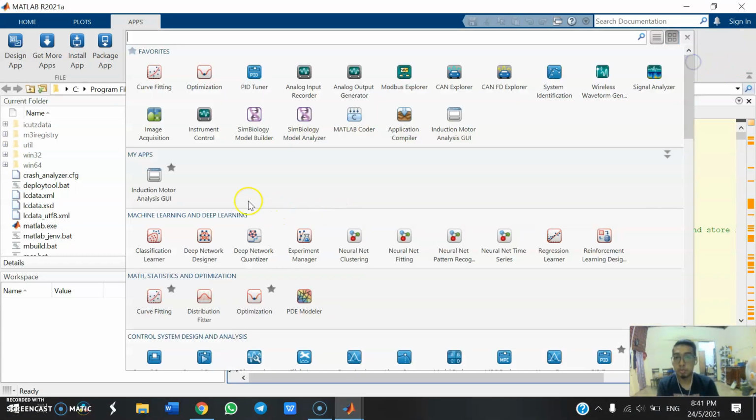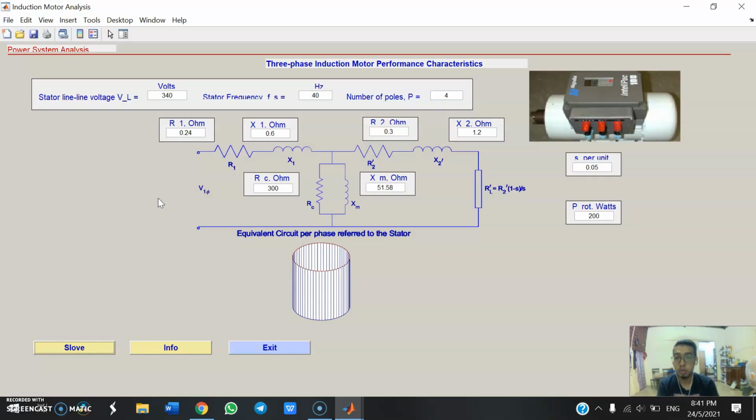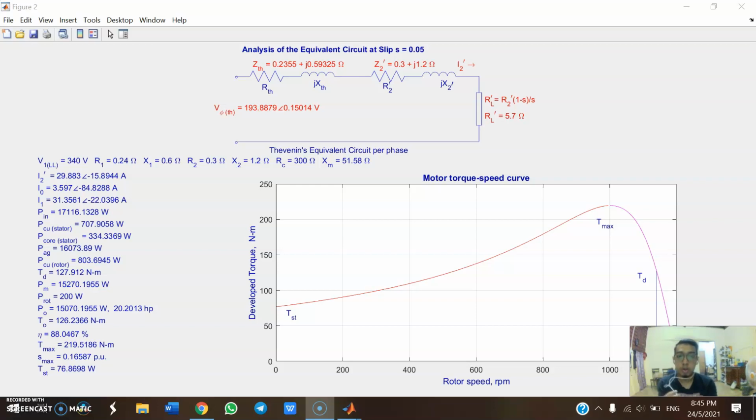So we just need to press induction motor GUI on auto analysis so that this circuit will appear, and also the diagram. We will set first, following my ID number, 340 for the line to line voltage, and also frequency 40 hertz. Okay, when you press the button slow from the GUI analysis, this one will appear.